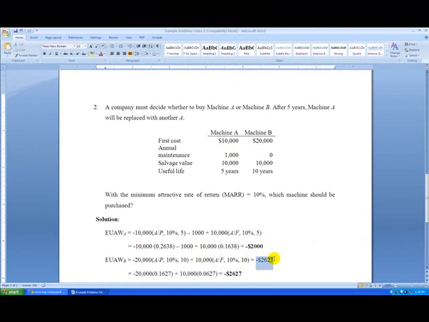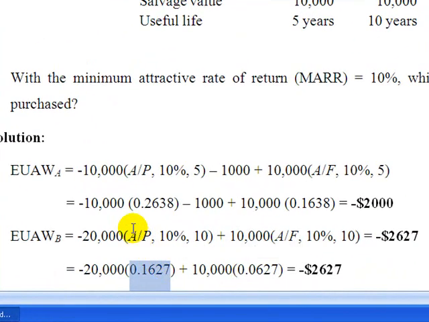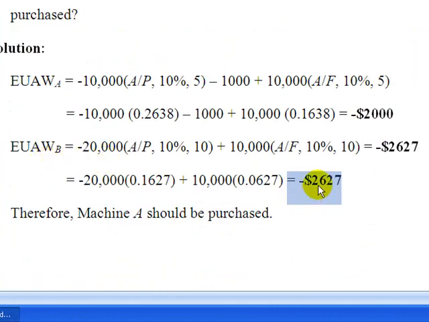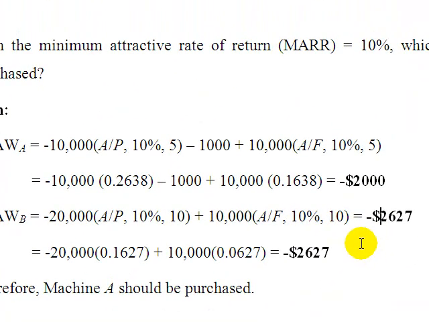And that gives us minus $2,627 as equivalent annual worth, if I use the values from the table again for A given P factor and A given F factor. So that is the equivalent annual worth for machine B. Looking at these two options, option A is cheaper because its equivalent annual worth is less. Minus 2,000 is less costly than minus 2,627, right? So option A is cheaper, therefore machine A should be purchased.